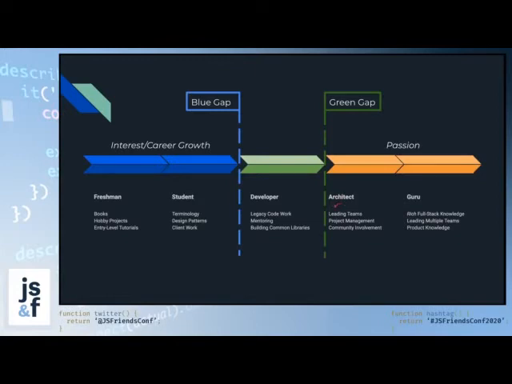So in these next slides, and really the rest of the presentation, I want to go through the steps you take to go from a student to a developer and cross this blue gap, and to go from a developer to an architect and pass this green gap. Hopefully through this, you'll see the natural progression that this developer Steve we're following will be taking to get through his career.